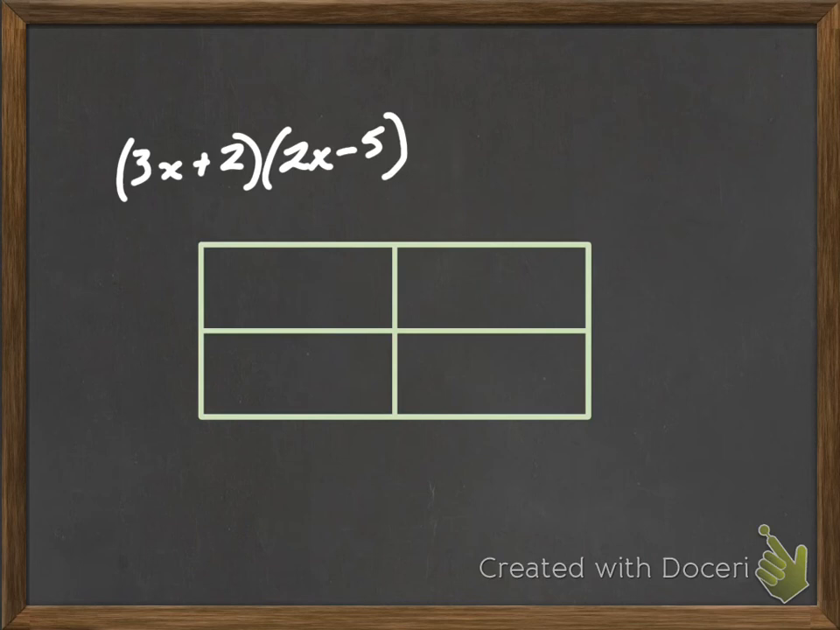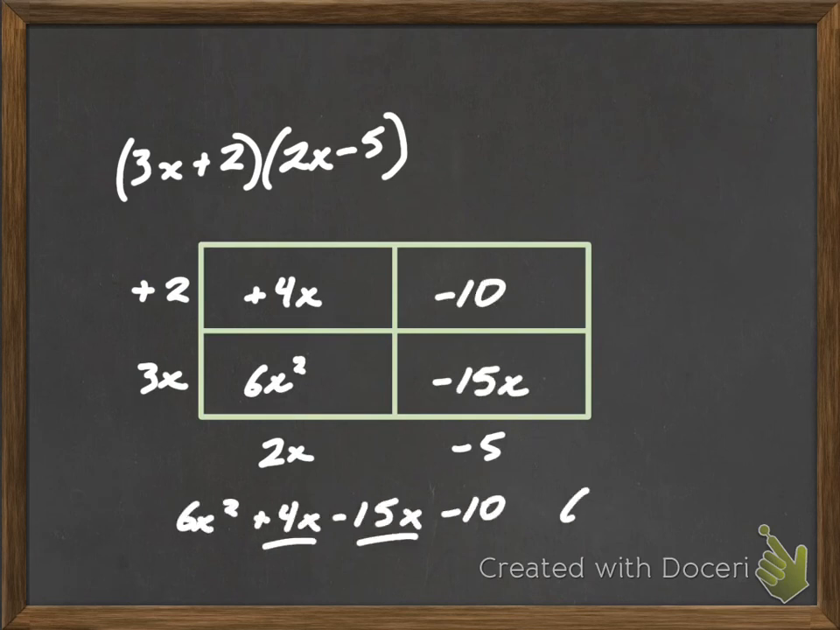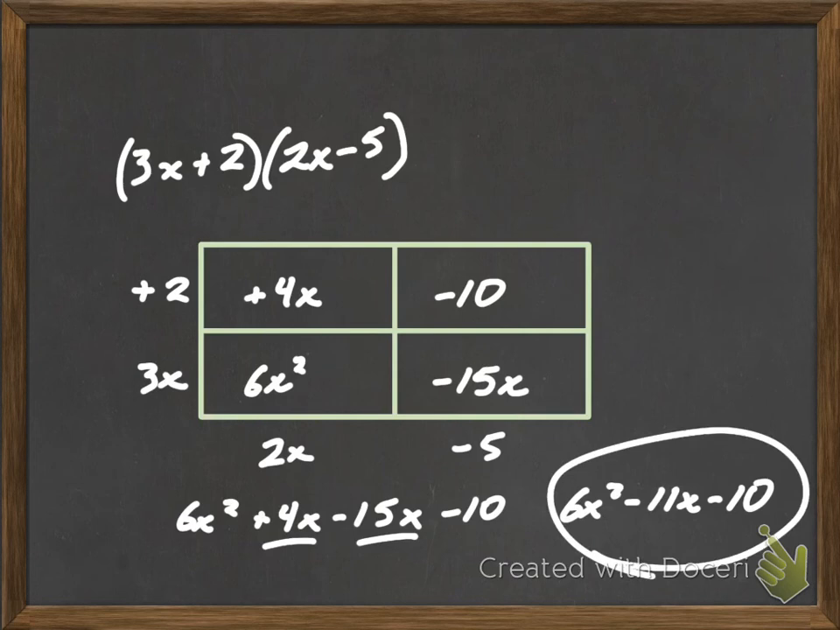So here's the solution. It's just the same thing, even though we have coefficients that are not 1, we get 3x and 2x. So 3x times 2x, well 3 times 2 is 6, x times x is x squared, 2 times 2x is positive 4x, 3x times negative 5 is negative 15x, and then 2 times negative 5 is negative 10. So we again add up all those things, combine like terms, you end up with 6x squared minus 11x minus 10.